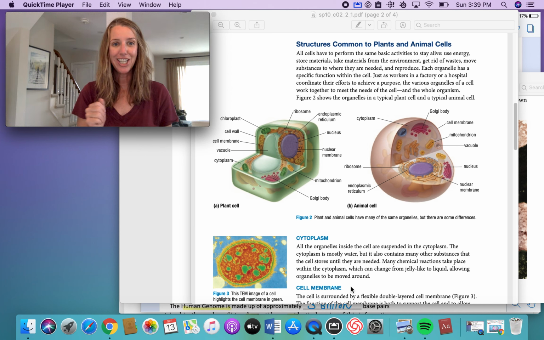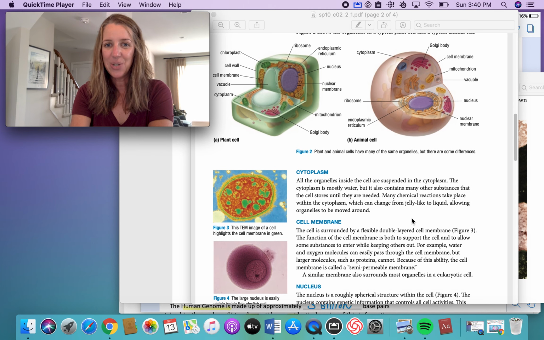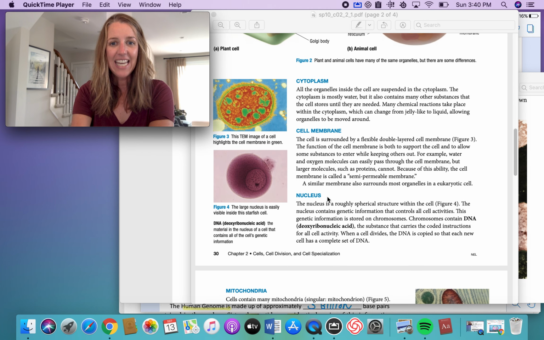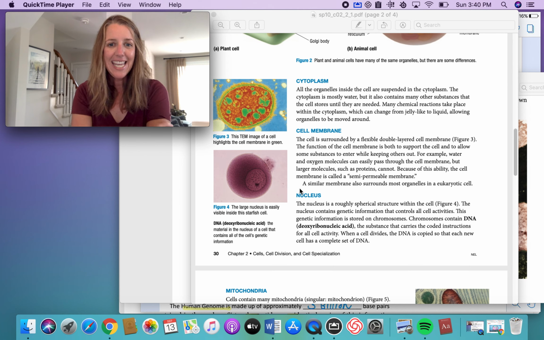Okay, so let's just set the stage here. What are we talking about? We're talking about what is inside the nucleus, the center of the cell. That's your DNA. All cells have a nucleus, and you can see there are typical plant and animal cells that have their nucleus in the center of the cell, and inside of that you are going to find the DNA.